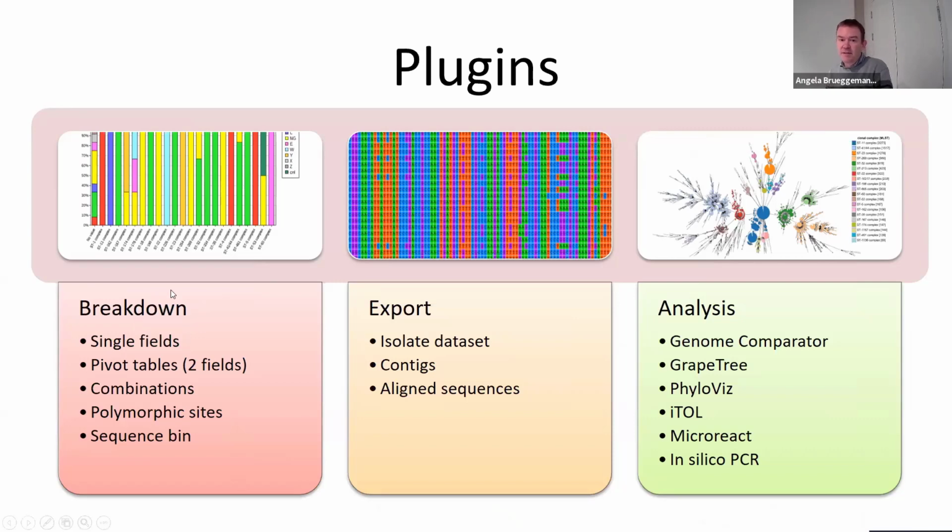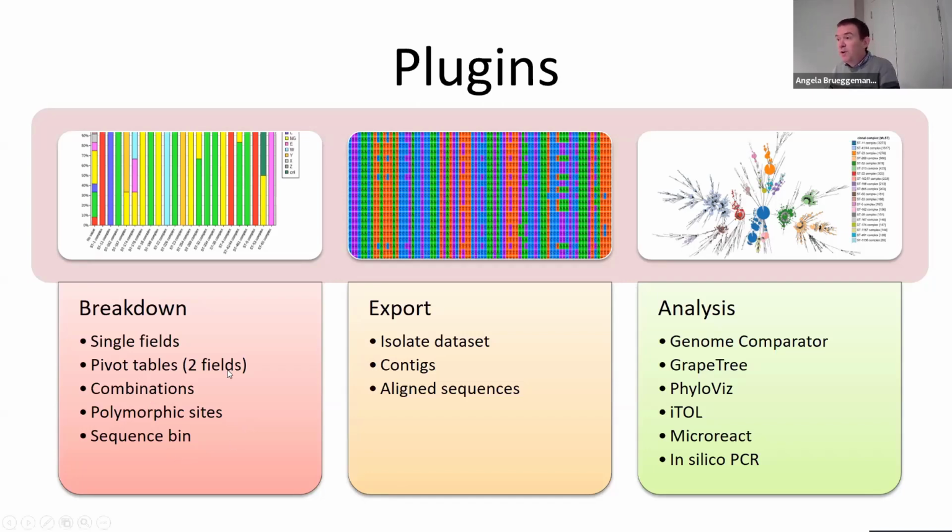And we have breakdowns. They really fit into three categories. So we have breakdowns where we can look at single fields. So you can plot all your countries, for instance, on a map, see how they're distributed. Or look at any table, pie chart or bar chart or whatever.